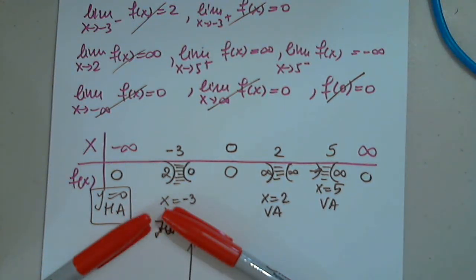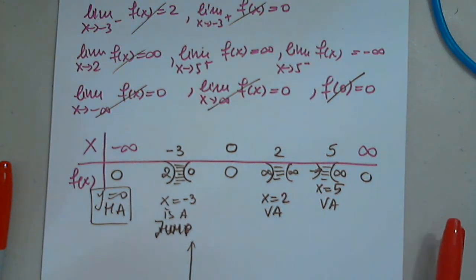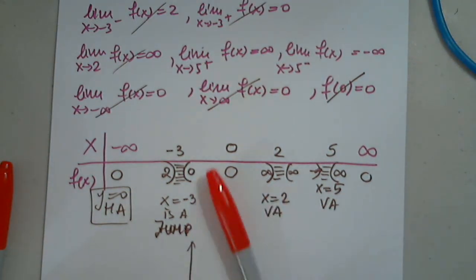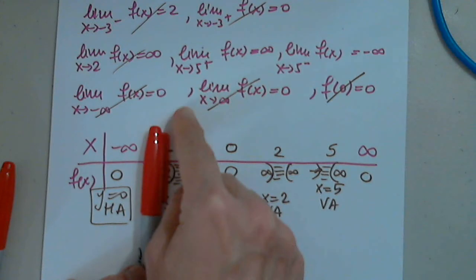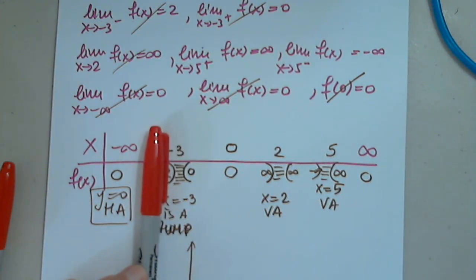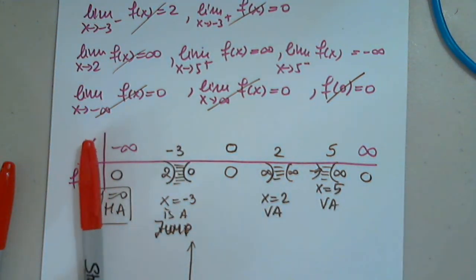I'm comparing it to 2 and 5 on the number line, and the only difference is that at -3 we have numbers, and at 2 we have infinity. But these infinities are characteristic of a vertical asymptote. By definition, a vertical asymptote has to go to infinity or negative infinity. If it doesn't have infinities, it's not a vertical asymptote. At least one side has to be infinity.